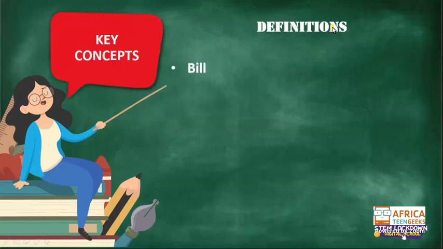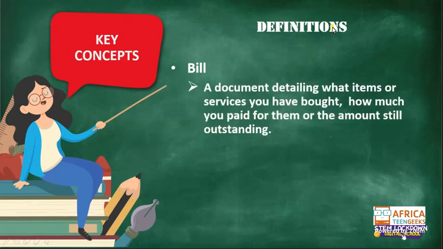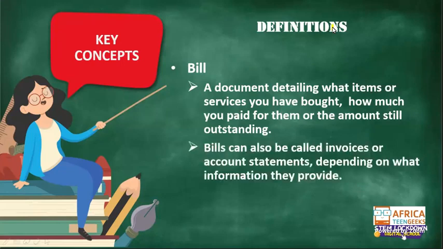I want to just go through our key concepts, our definitions for some words, only a few that I want us to focus on. Remember, a bill is a document detailing what items or services you have bought or how much you paid for them or the amount still outstanding. Bills can also be called invoices or account statements, depending on what information they provide.